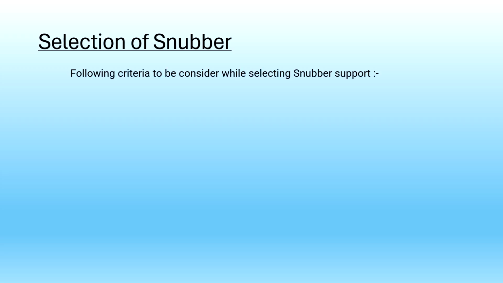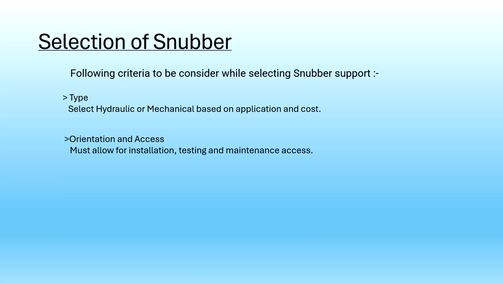Now, let's move to the selection of snubbers. What are the criteria considered in the selection of snubber support? The first is the type: hydraulic or mechanical, based on the application and cost. Second comes orientation and access: how the arrangement has been done for the snubbers and what access has to be provided for it.